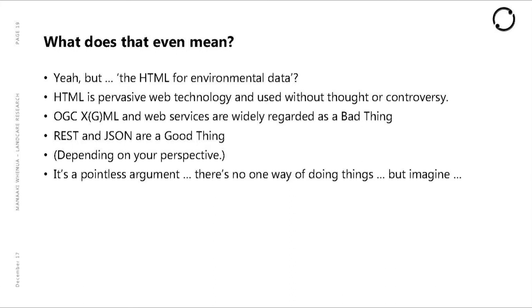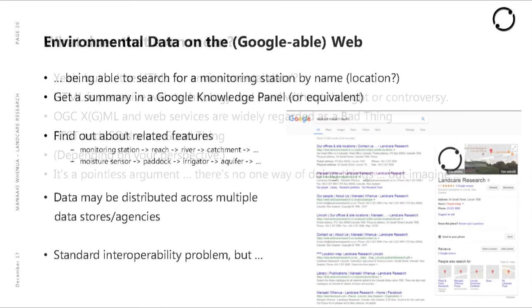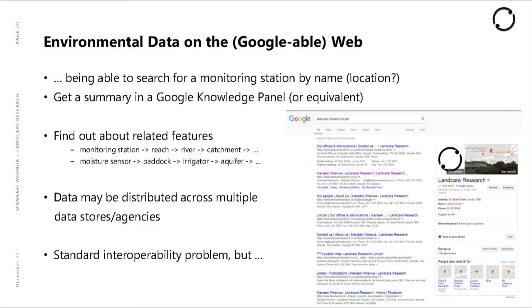Meanwhile, we've got REST and JSON, which sort of fit nicely in this environment, and they're great. To be honest, in part it depends on your perspective, and it's not an argument that I like to buy into, because there are more than one ways of doing things, but there are some cool aspects of this. So if you imagine taking your environmental data and actually having it findable on the Google web, searching for a monitoring station by name, and you would get the results. And then wouldn't it be cool if we could actually have some description of it turning up in the Google Knowledge Panel alongside it?